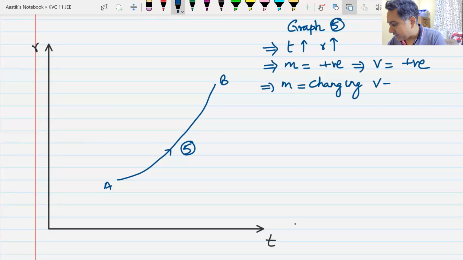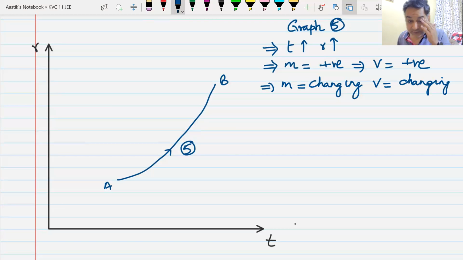What do you mean by slope changing? Velocity is changing. Now, if the slope is changing, it will be increasing or decreasing. Increasing means the graph becomes steeper. Decreasing means the graph becomes flatter. Is it increasing or decreasing? Yes, the slope is increasing. That implies what?